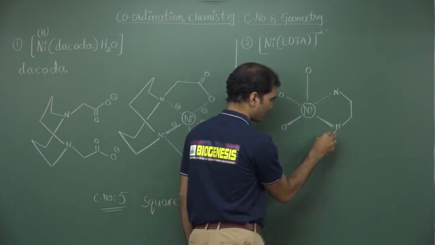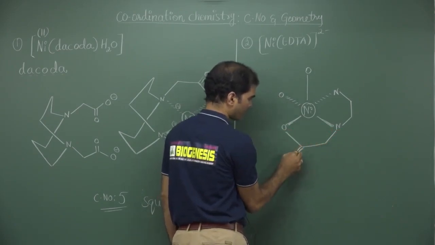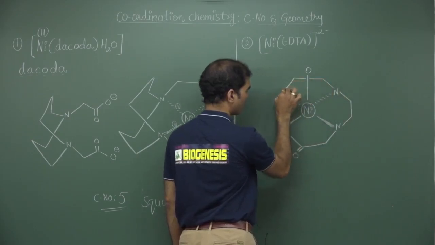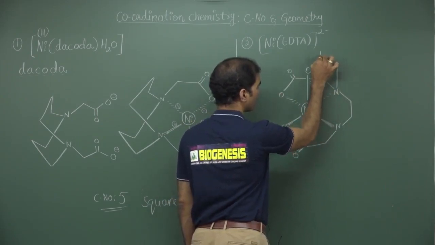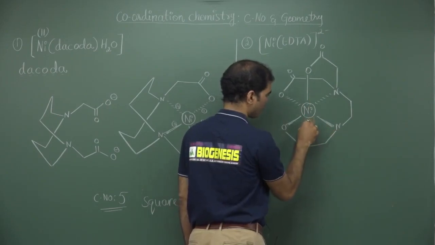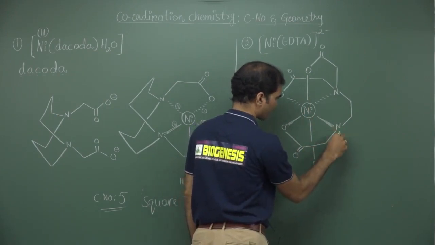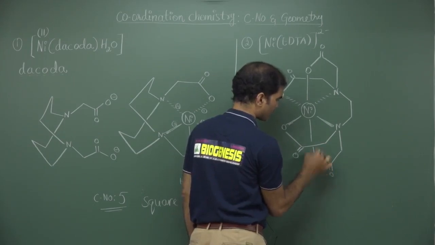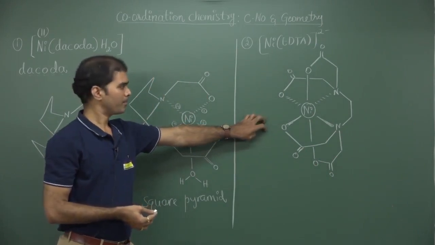So before that, acetate: CH2COO, put a double bond. Again CH2, C double bond O, CH2, C double bond O, and below also we have CH2, C double bond O and O. So this is how the coordination compound looks.